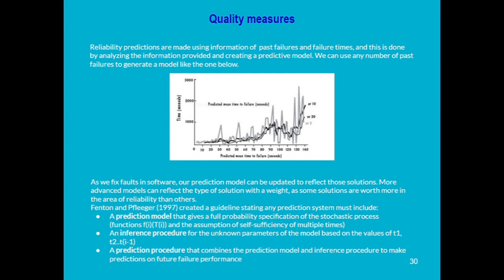Reliability predictions are made using information of past failures and failure times, and this is done by analyzing the information provided and creating a predictive model. We can use any number of past failures to generate a model like the one below, and as you can see on this image, each line indicates the average of the last 2 failures. So for the gray, we have the average of the last 2 failures, and then an average of the last 10, and then the last 20.